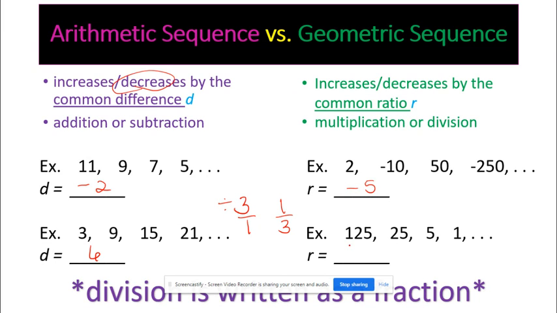Remember, we don't want to write 5. If I write 5, that's saying I'm multiplying by 5. Instead, I'm going to write the reciprocal, which is 1 over 5. I'm multiplying by 1/5, which is the same as dividing by 5.